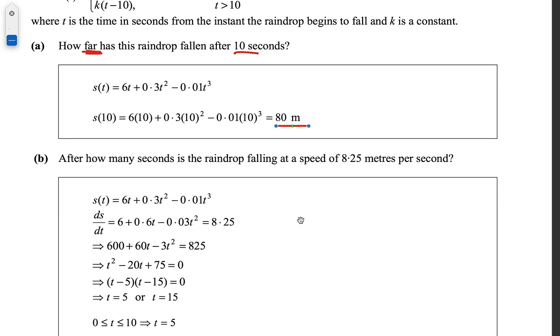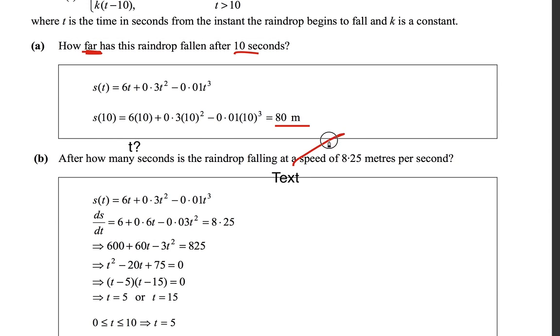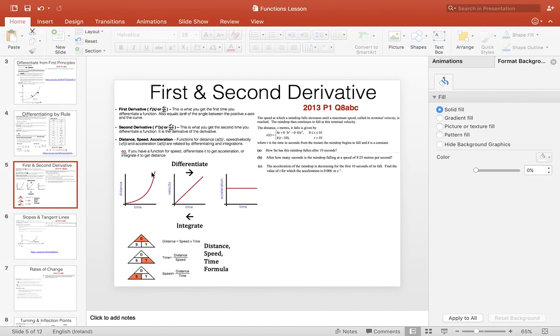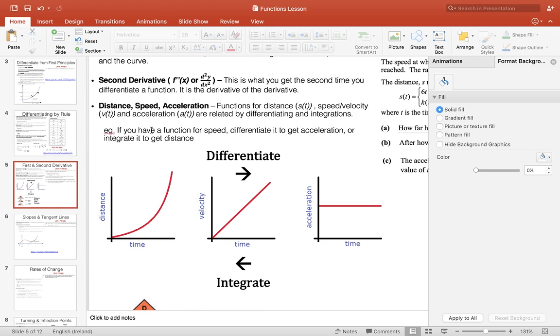Part B, after how many seconds, so this is t question mark, what we're looking for, t question mark, is the raindrop falling at a speed of 8.25 meters per second. Like that. So they're saying that the speed here is equal. Now we don't have speed, but we can get it. When you have distance, speed, and acceleration, the way you go from one to the other is differentiation in this direction and integration in the other.